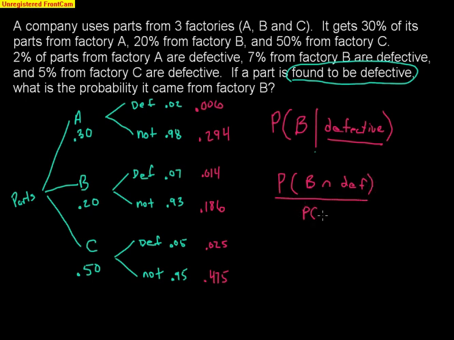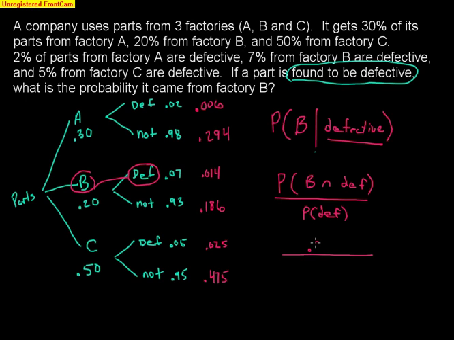So probability of B and defective, that's easy. We already know that. Let's follow the branch for probability of B and defective. So here we go. We're going to follow that branch, B and defective. That branch is 0.20 times 0.07, or 0.014. So that's what would go on top.